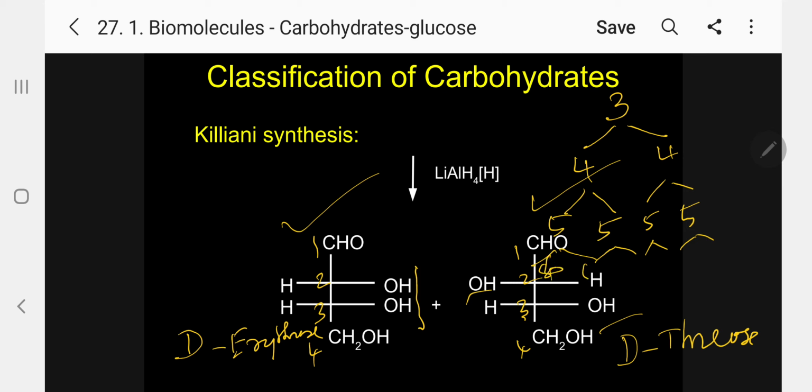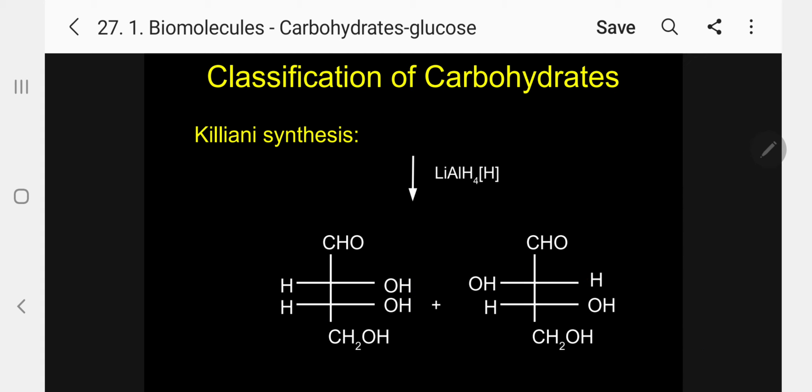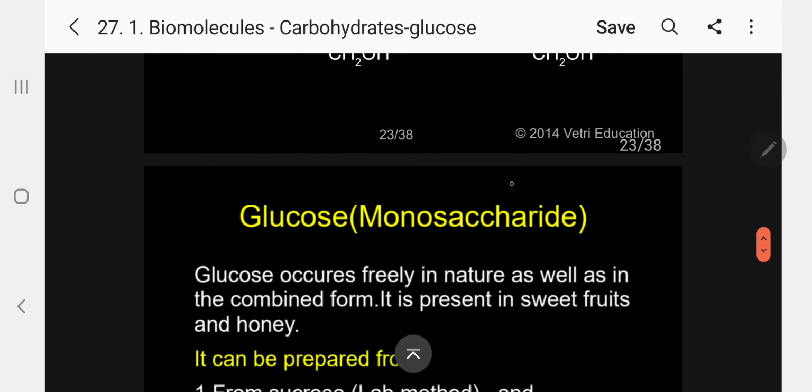Correspondingly, these are 6-carbon atoms, and so 8 six-carbon sugars. Kindly follow. That means there are totally 8 D isomers, and correspondingly 8 L isomers are possible. Totally 16 isomers are possible for any carbohydrate containing this general formula, because 4 asymmetric carbon centers will be created. So this you must understand from the Kiliani synthesis.